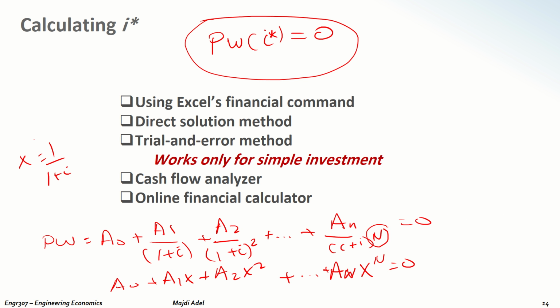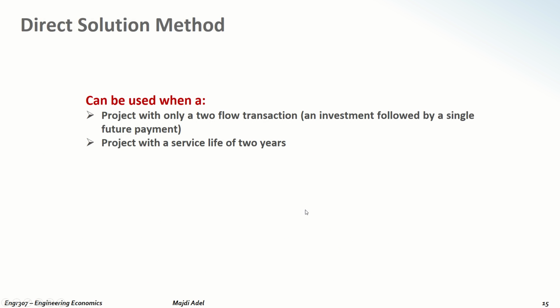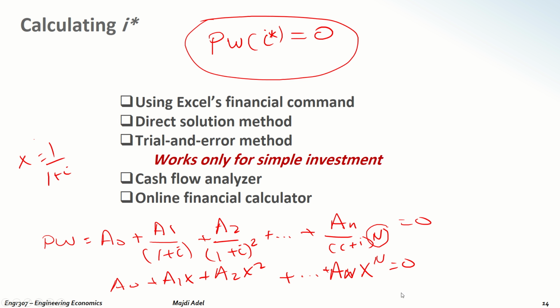Okay? So by solving this equation, we will have the value of the internal rate of return. For n equal 1, I will have a linear equation. It is easy to solve a linear equation. Quadratic equation is also easy. Third order polynomial, relatively easy, but higher than that, it's very complicated to solve them. We need trial and error or numerical techniques. We will examine those 2 methods, the direct solution method and the trial and error method.